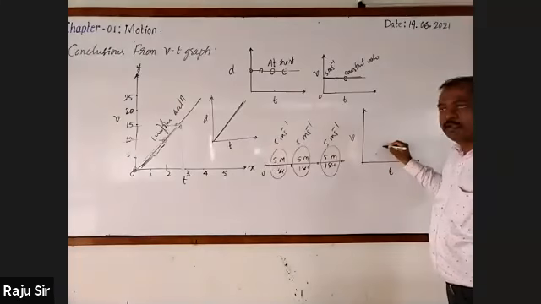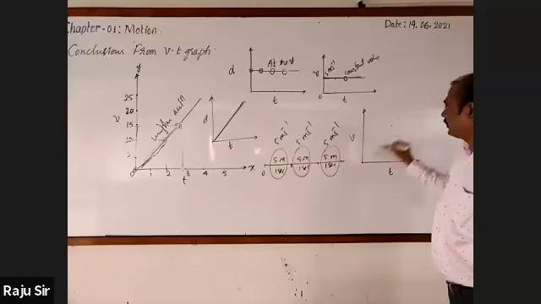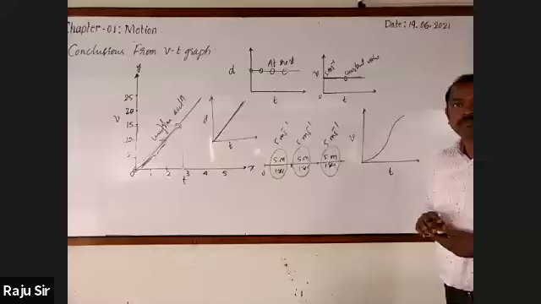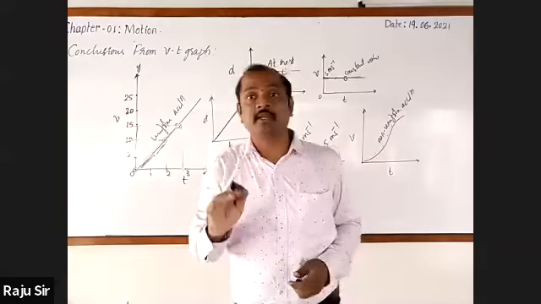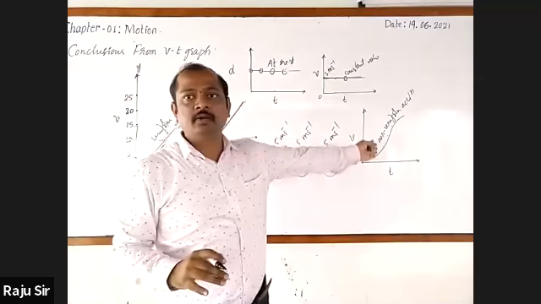Suppose a body is changing its velocity by unequal amounts in equal intervals of time. It will be non-uniform acceleration. Is that clear? Yes, sir.